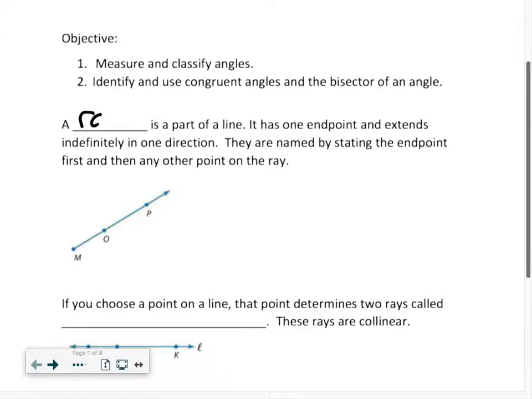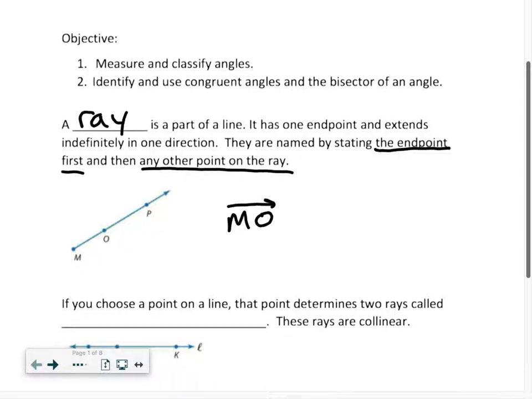Okay. So a ray is a part of a line. It has one endpoint and extends indefinitely in one direction. Rays are named by stating the endpoint first, and then any other point on the ray. So if we were to name this ray, the endpoint of the ray is M, so we state that first, and then we choose one of the other 2 points, so we could choose O or P. We'll just go with O.